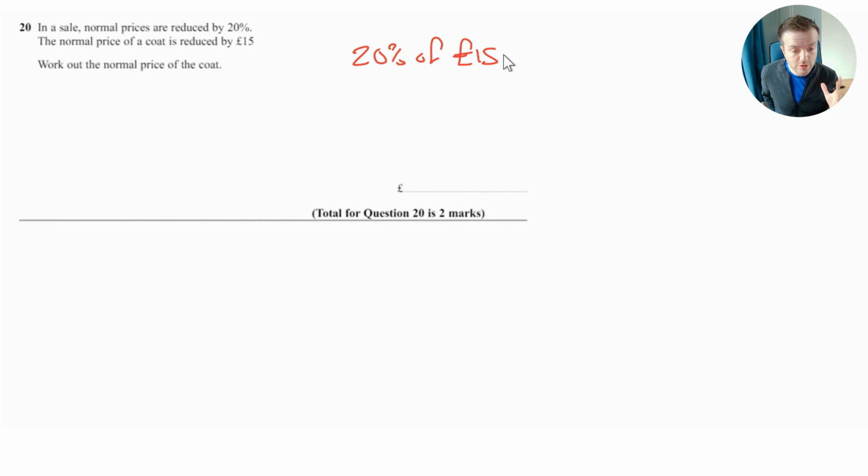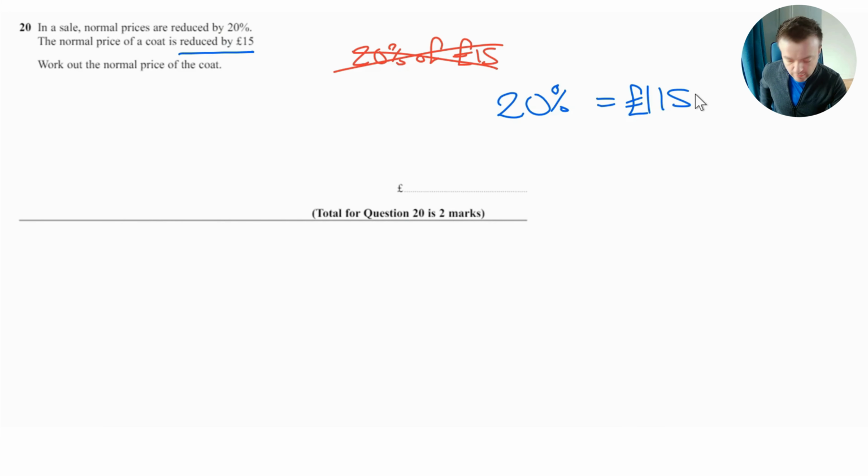proper reverse percentage question. So here, if we properly read the question, in the sale, the normal price of the coat is reduced by 20%. So you've got to be really, really careful about the words, right? 20% is therefore equal to £15. So we don't have a calculator, not £115, £15.